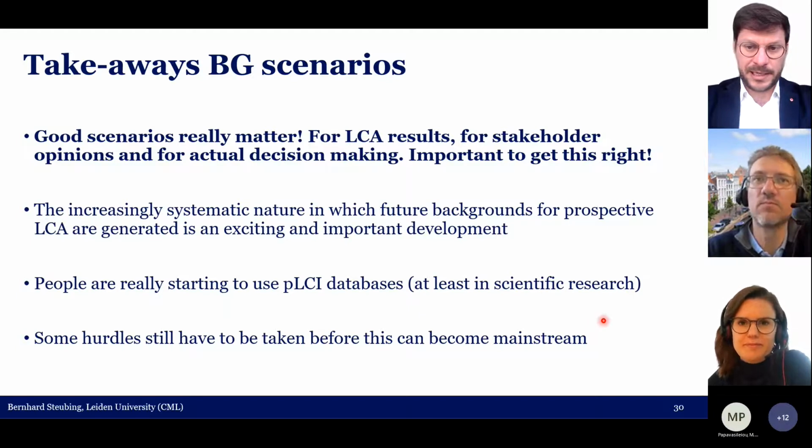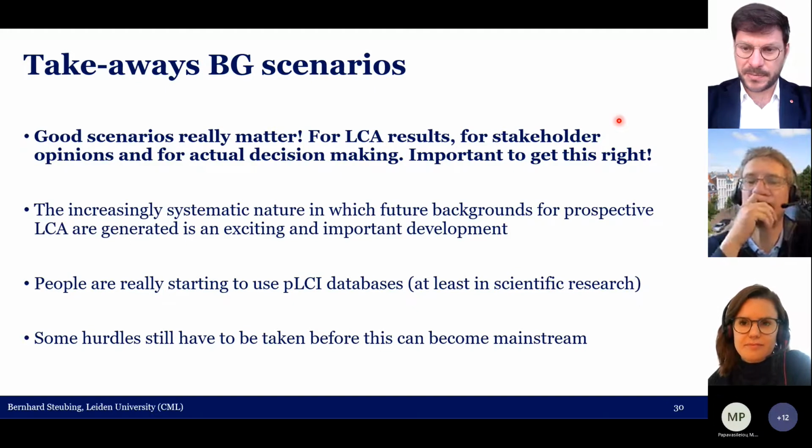You said more or less in every context, the background scenario is quite influential, as we would expect. Have you also studied how much of this lowering of impacts is due to the decarbonizations and how much to other factors like improved efficiency, change in technologies? Giuseppe Cardellini is asking, Bernard.